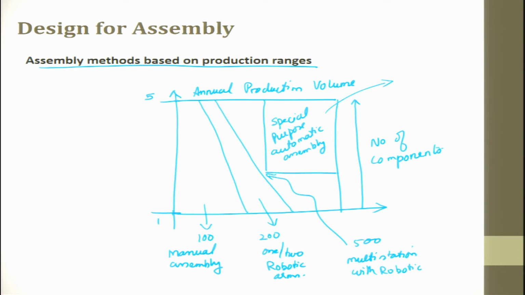This manual is done by a human being. So, you can do parts up to 5 and the total annual production volume is 100. When it is 1 or 2 robotic arms, up to 200 annual production volume, you can do that. When it is 500, you go for this. When it is more than that, you go for this. And please do not go by these numbers. These numbers are just to give you a feel of what happens as the number of parts increases and what happens when the production rate increases, how does it go, right. This 100, 200, 500 are not sacrosanct numbers, these are just for your understanding.